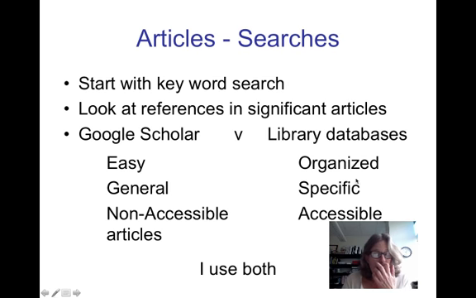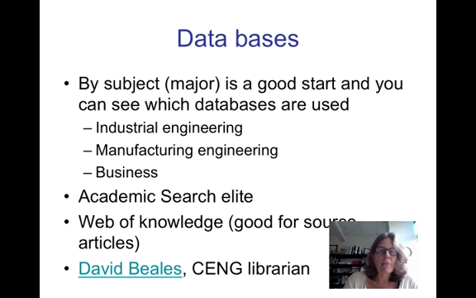Our library database, it's organized by subject. It's much more specific and it's more accessible. I actually use both, especially if I'm not clear on what is the general knowledge in the area, I might use Google Scholar. If I'm more specific and I understand what I'm looking for, I might use our databases. So I would do both of those, like go back and forth.